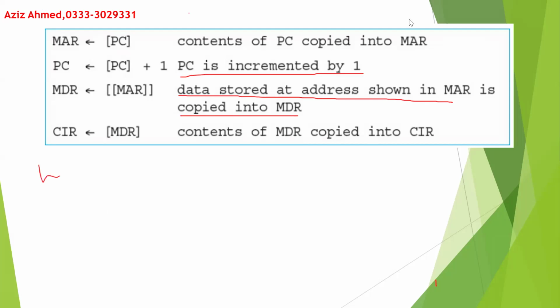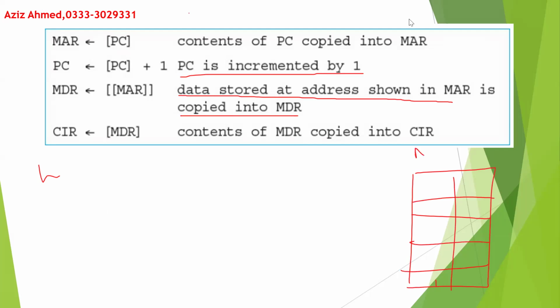If you remember, this is the address and this one is the content. I'm writing its addresses like 1, 2, 3, 4. PC is pointing here. Now the CPU comes to read the instruction. Like the content of PC copied into MAR means this data, it is copied into MAR.